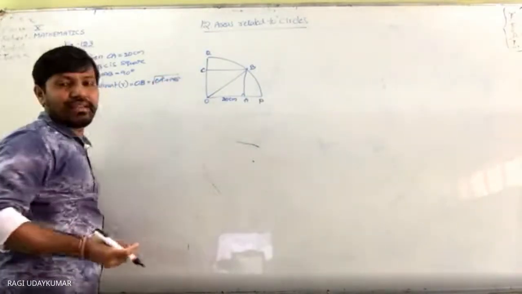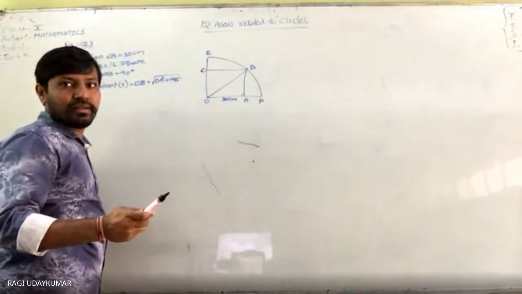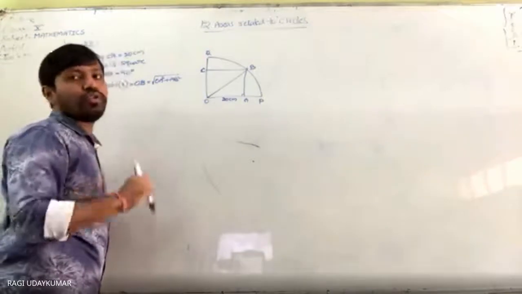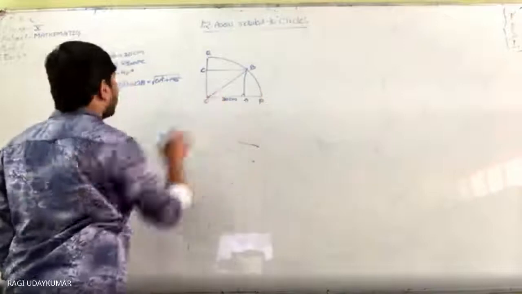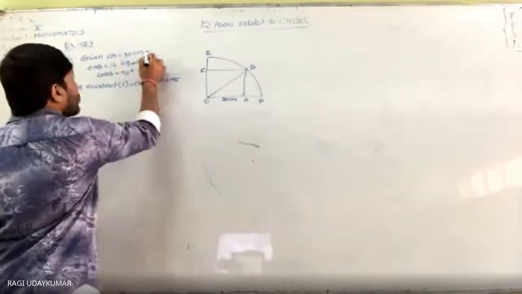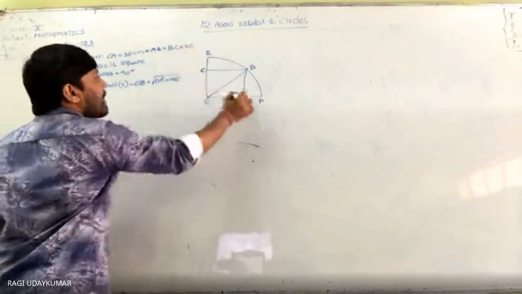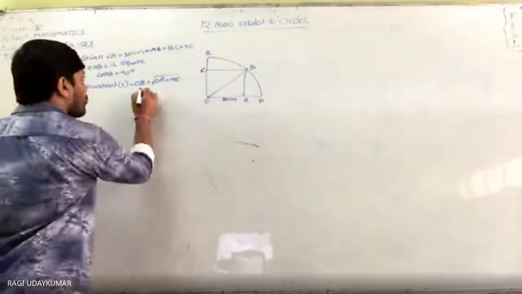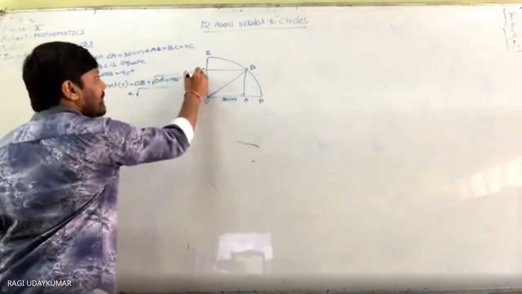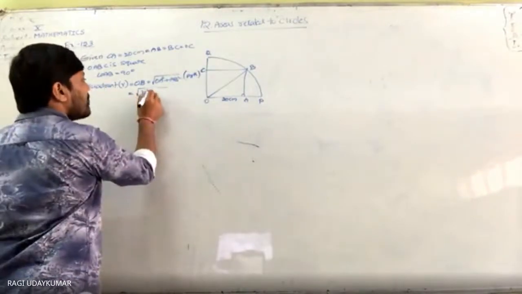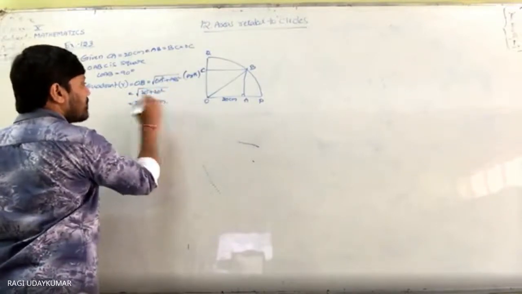What is AB? AB is also equal to 20 centimeters, because it is a square. Not only OA, but AB, BC and OC are all equal to 20. So by the Pythagoras theorem, OB is the square root of 20 squared plus 20 squared, which is 20 root 2 centimeters.